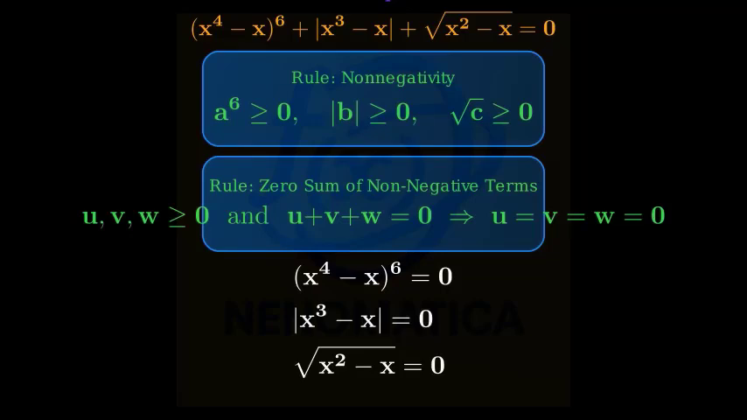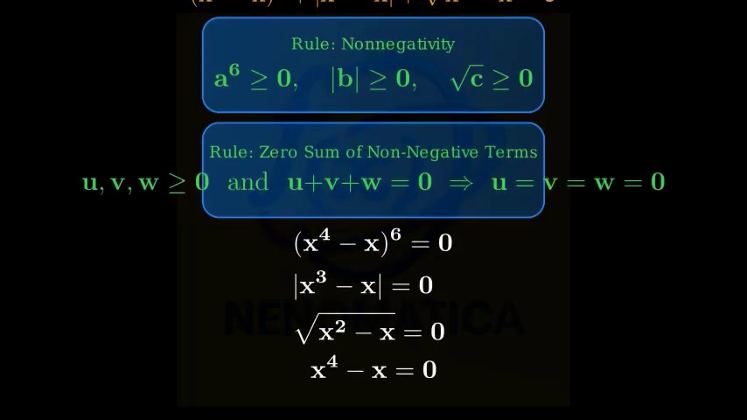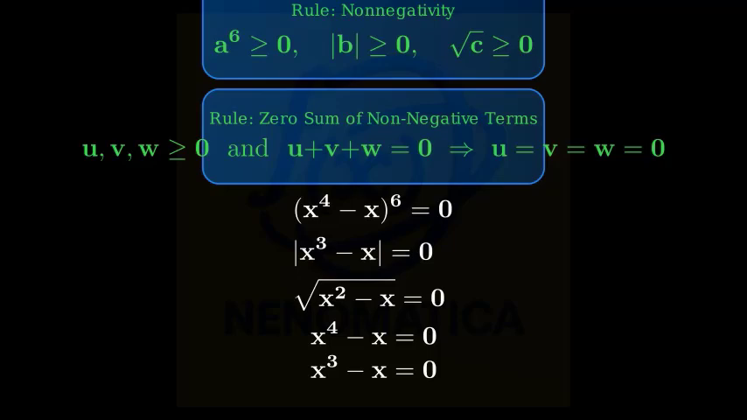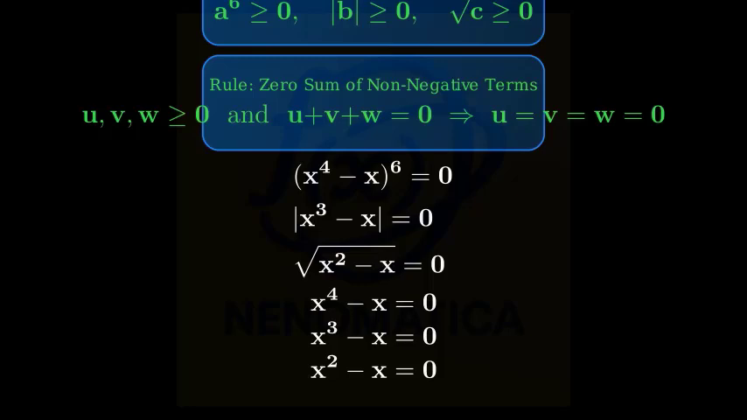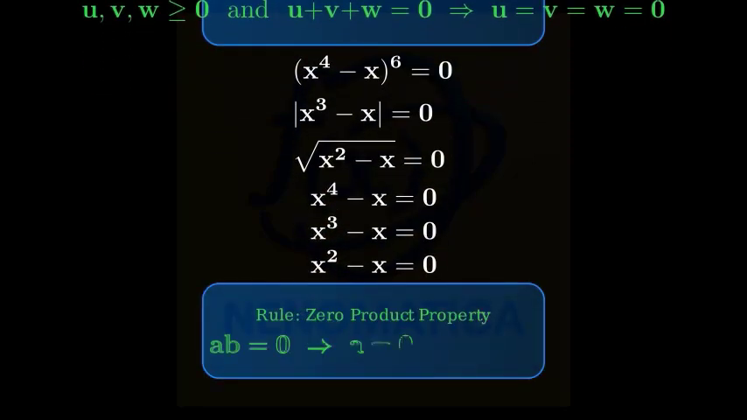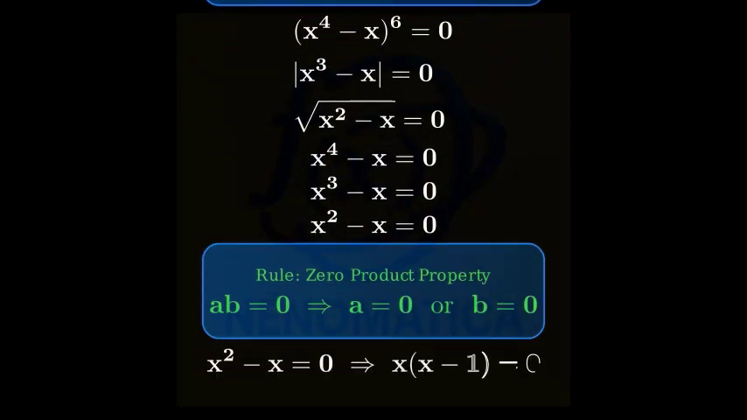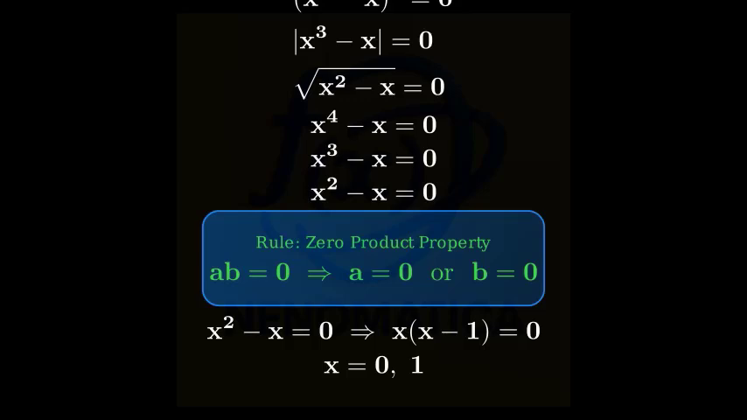Step 2. Reduce each condition to an equivalent equation. A sixth power equals 0 precisely when its base is 0. Absolute value equals 0 when the inside is 0. A square root equals 0 when the radicand is 0. Following the structure shown, we now solve the quadratic x squared minus x equals 0. Factoring gives x times (x minus 1) equals 0, so the solutions are x equals 0 and x equals 1.